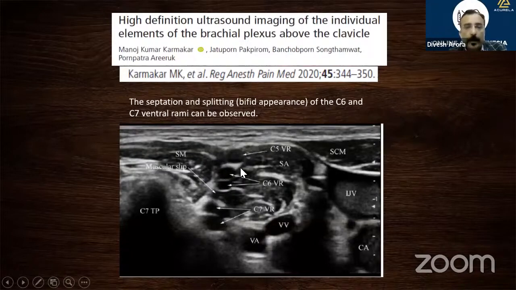So what we were initially calling C5, C6, C7 might actually be the C6 split roots also. So the traffic light would be red, yellow, green, and it would actually be 2 split C6 nerve roots. This has led to an improved understanding, and I'll be showing you this feature in my sonoanatomy video also.